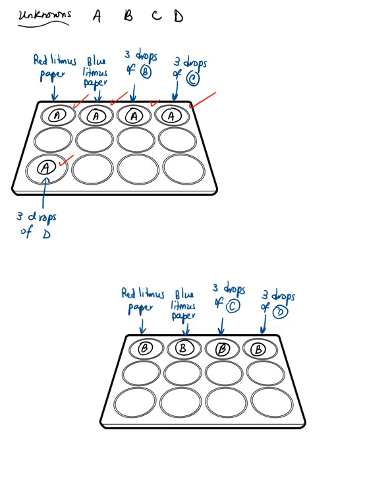And now we're going to check the litmus paper for the first 2 spots. We're going to add 3 drops of B in the 3rd spot, 3 drops of C in the 4th one, and then 3 drops of D in the last one. Make sure that you copy all of your observations for the unknowns. Remember, you're going to find out specifically what is A, what is B, what is C, and what is D.